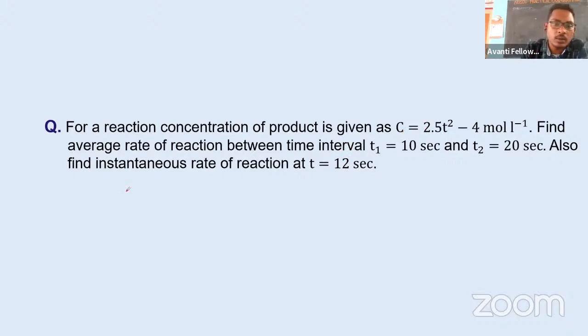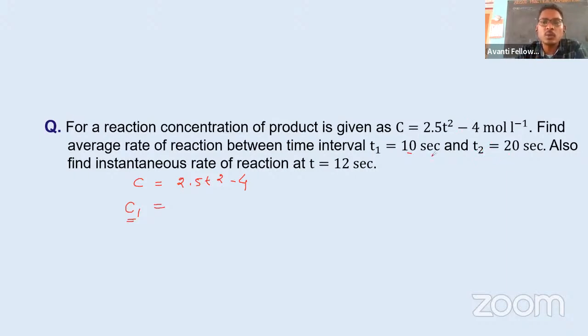First we will find the concentration C1. Let me write the equation first: C equal to 2.5 T square minus 4. So how do we find C1 at time equal to 10 second? Just put the value of T1 here and you will get some value of C1. Like that, put the value of T2 and you will get some value of C2, that is, the concentration at time equal to 20 seconds.